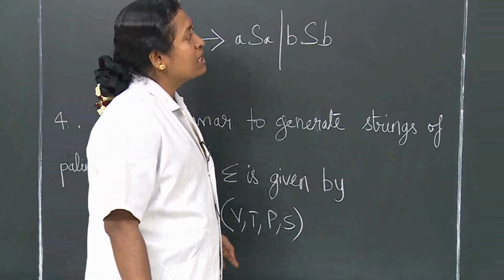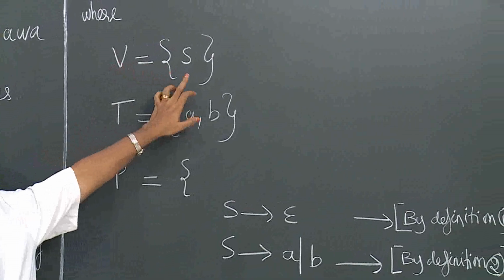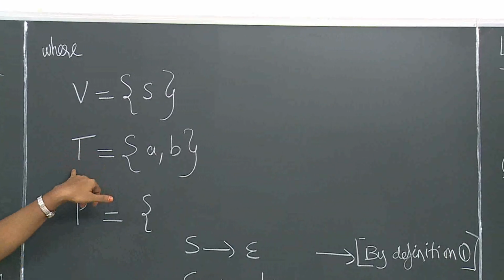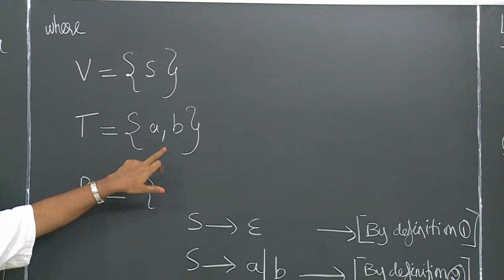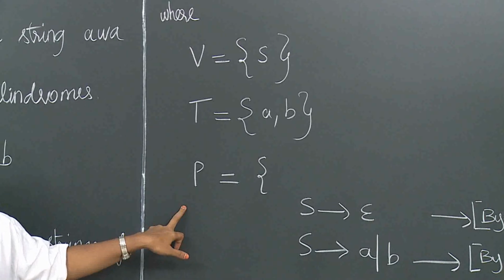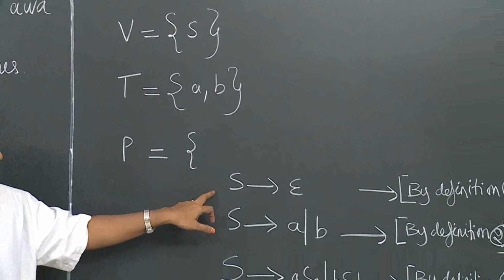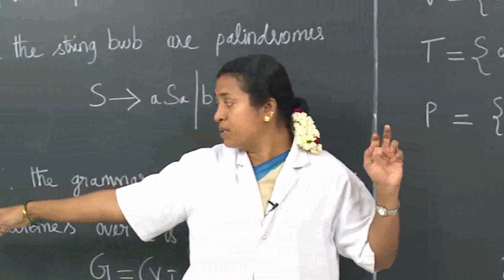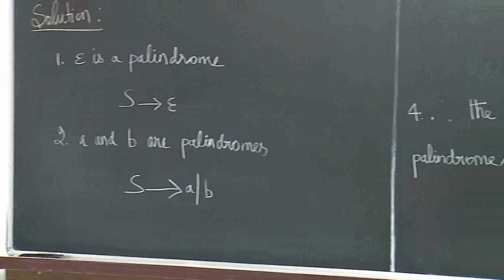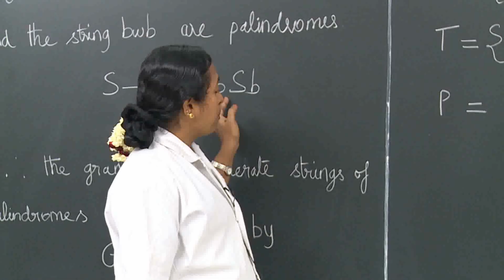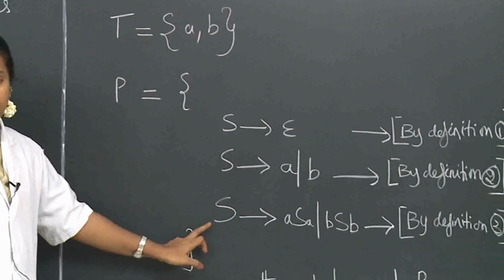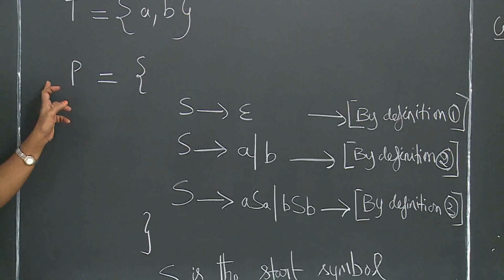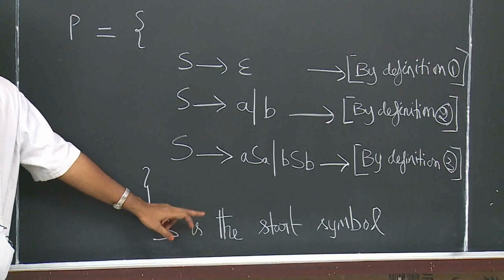So what does V mean? V will be the variables, so here S. T will be the terminals, here a, b. Next, P stands for productions. Now we can see the definitions: S tends to epsilon, S tends to a or b, and S tends to aSa or bSb will be the productions. So this will be the P. And S is the start symbol.